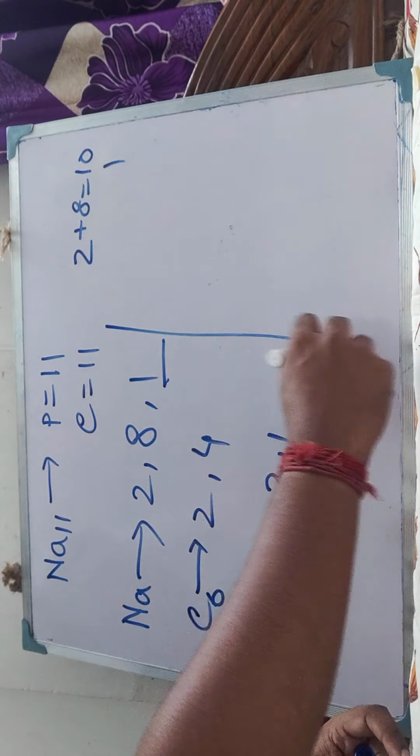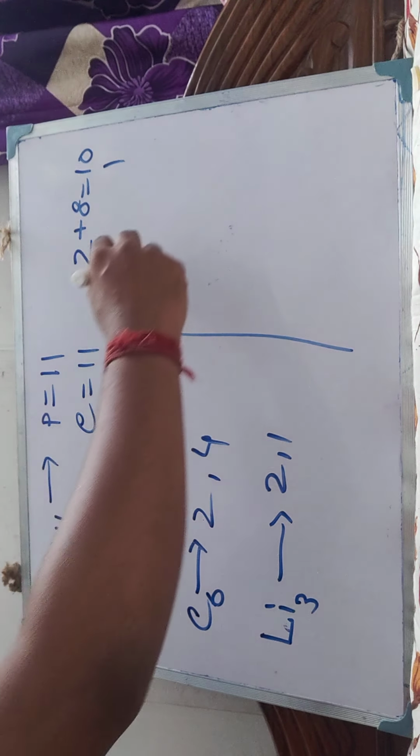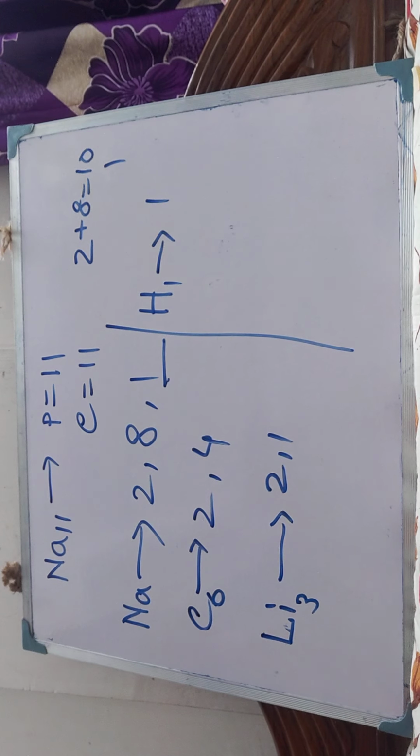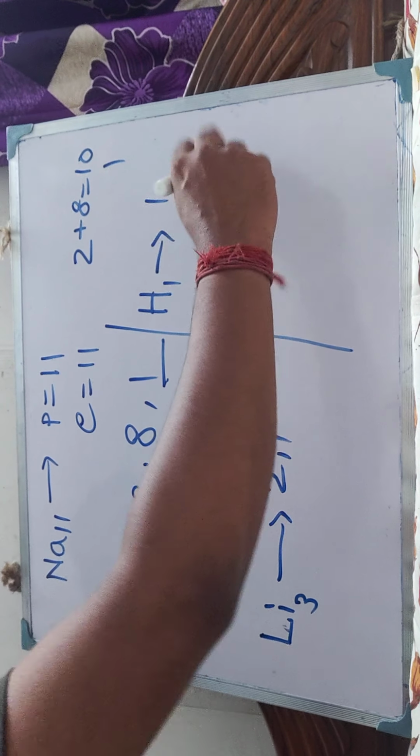And what about hydrogen or helium? Hydrogen's atomic number is 1. So what is its electronic configuration? Obviously its electronic configuration is 1. And in case of helium, its electronic configuration will be 2 only.